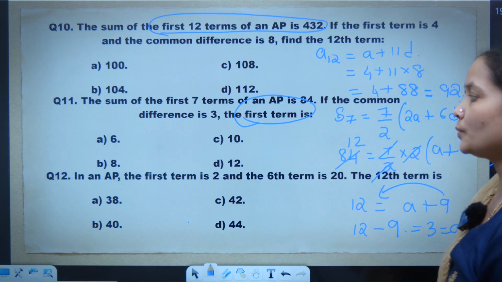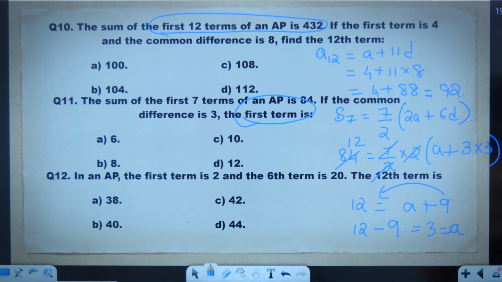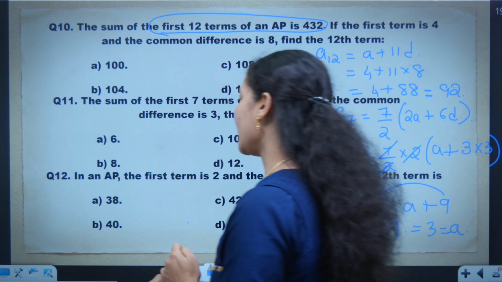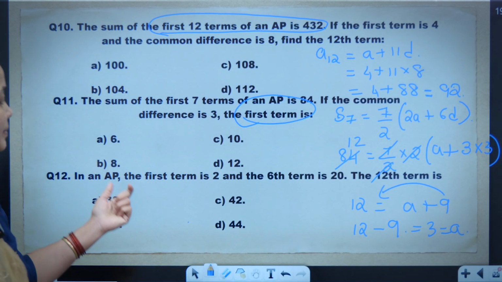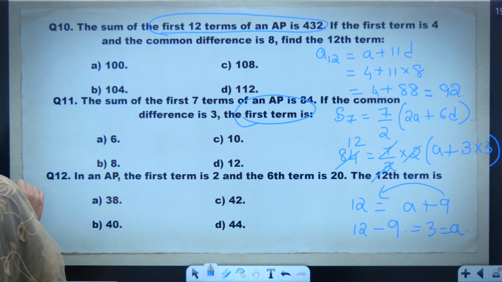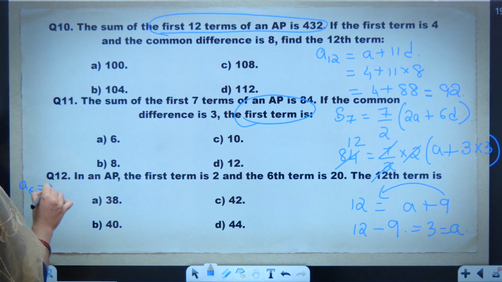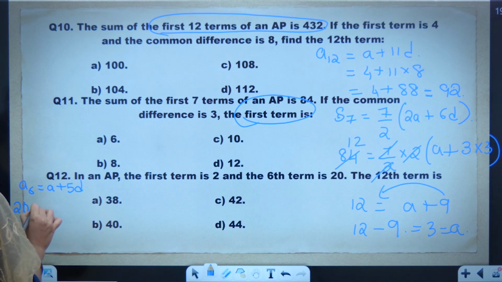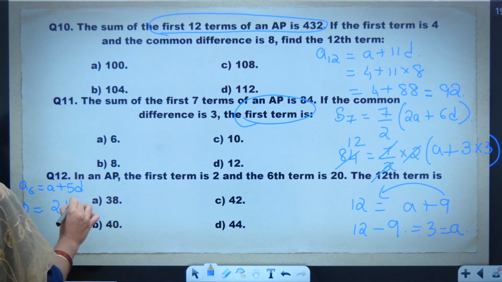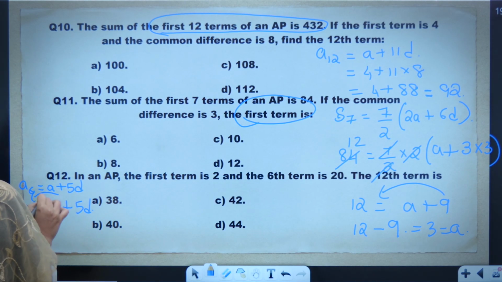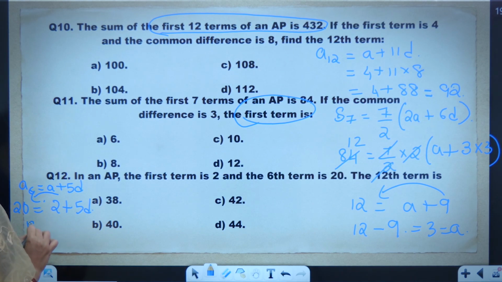Moving to the 12th one, in an AP, the first term is 2 and the sixth term is 20. I have to find the 12th term. First term is given, that is 2. A6 is given to me, so I'll take A6 is equal to A plus 5D. A6, let us substitute, this is 20. A is given 2 plus 5D. I'll first shift the 2. 20 minus 2 is 18 equal to 5D. So D is 18 by 5.